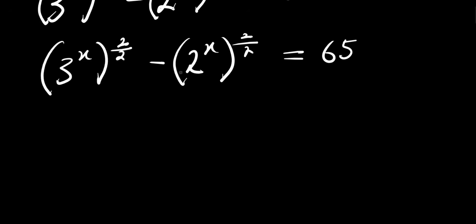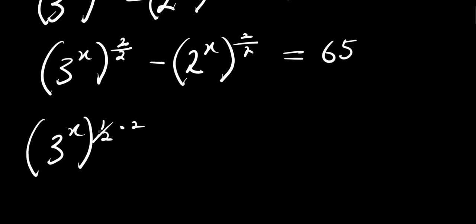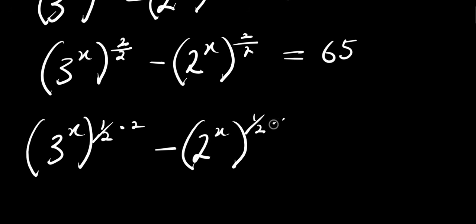So from here, what I can do will be to express 2 over 2 as 1 times 1 over 2. Or possibly, I factor 1 over 2 from here and multiply with this x. So I'm going to have 3 power x times this is 1 over 2 times 2. So we have minus 2 power x raised to the power of this is 1 over 2 times 2, and this equals 65.